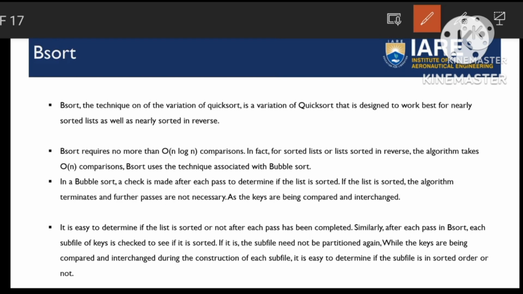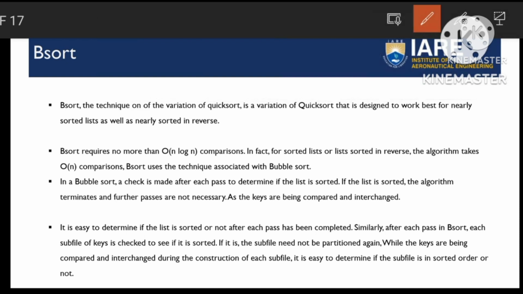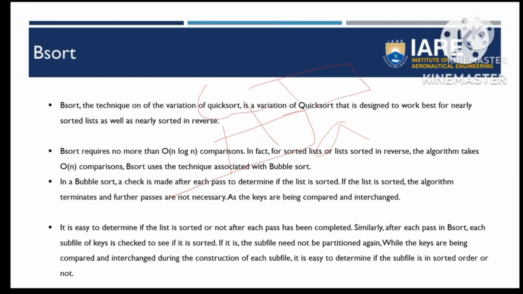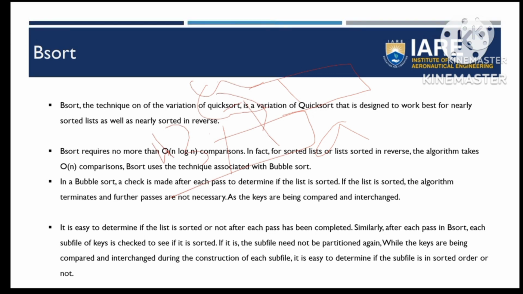B sort uses a technique associated with bubble sort. As we see in quick sort, we choose a pivot, and combine it with insertion sort. Here B sort uses bubble sort and quick sort. By combining bubble sort and quick sort, we get B sort.